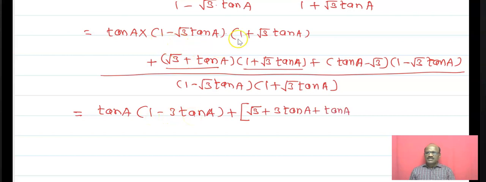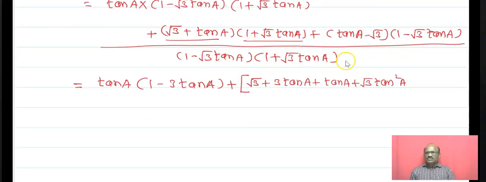Now this is A minus B, A plus B. For the second, these two terms and these two terms are different. Therefore we are making their multiplication.